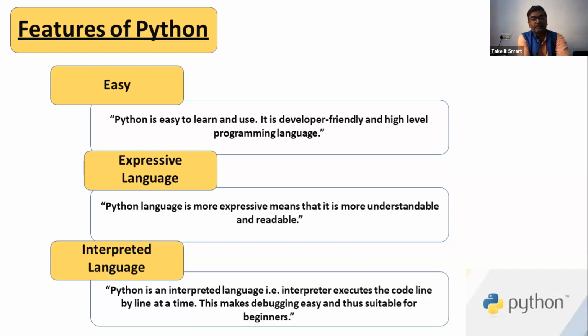So expressive language: Python is more expressive, which means that it is more understandable and readable. So what is the meaning of understandable? Understandable and readable means its syntax looks like English. Okay. Sometimes you will forget whether you are doing some programming or you are writing some English.